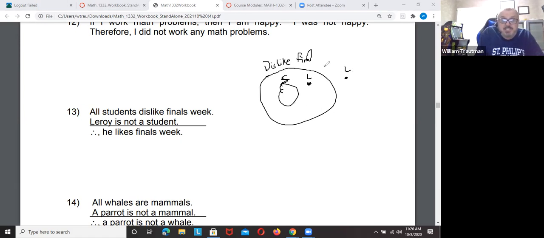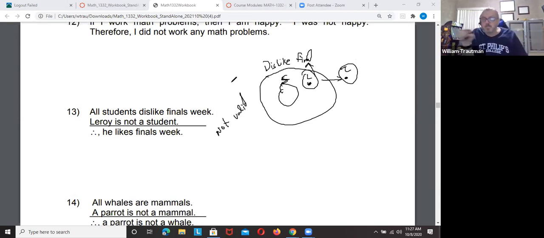So he could dislike the finals, but if he's out here, he likes, if the opposite of dislike is like. So he likes the finals. If I put Leroy here, he dislikes the finals. If I put Leroy here, he likes the finals. I have two different choices. So it's not valid. Those are easy ones when you can put them in two different spots right away. You can right away say they're not valid.